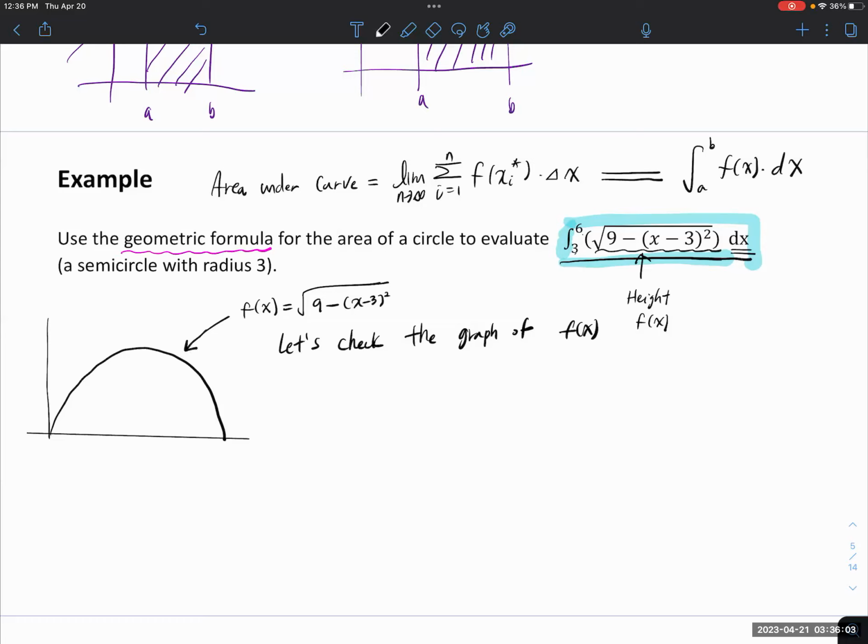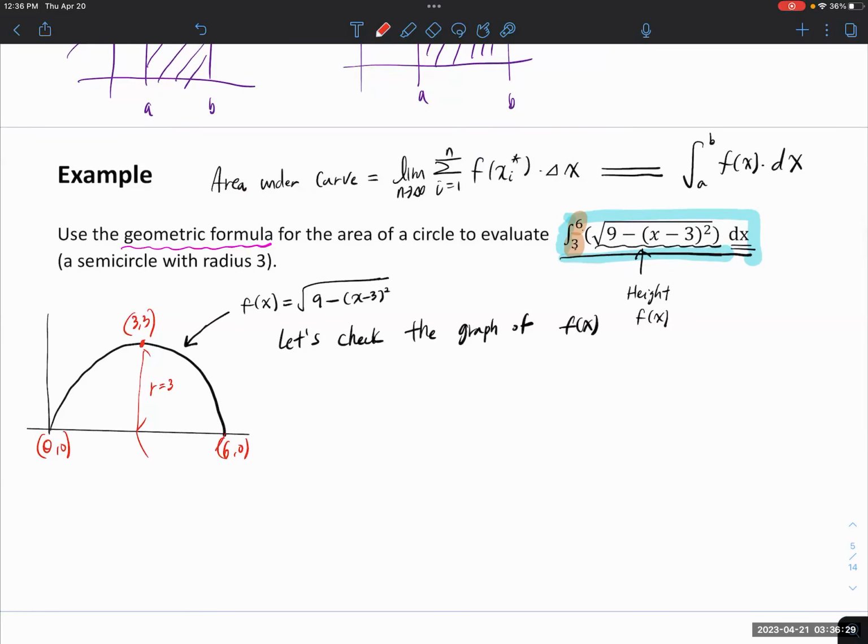So this is the graph f of x equals the square root of 9 minus (x minus 3) squared, right? So we check the graph. I'm looking for the area from 3 to 6. So we check that this is 6, this is 0, and that one was 3. So the radius was 3. And then they're looking for from 3 to 6, which is this area. We're looking for this area.